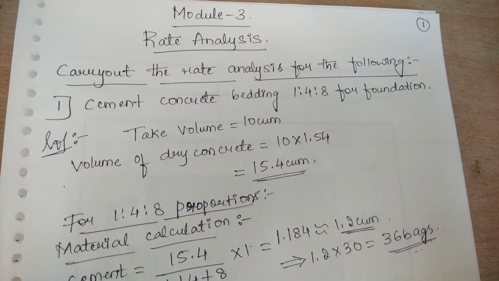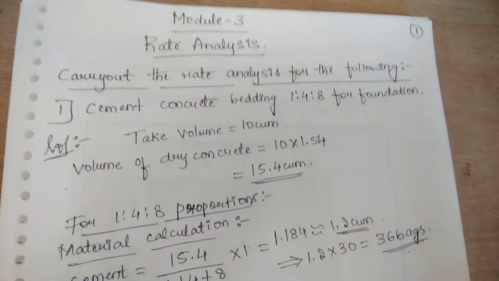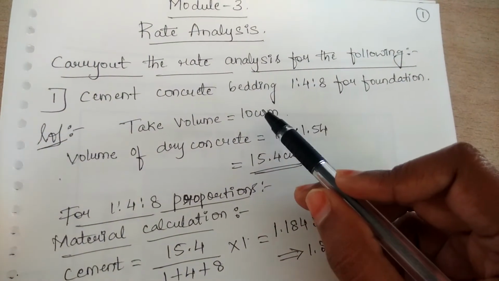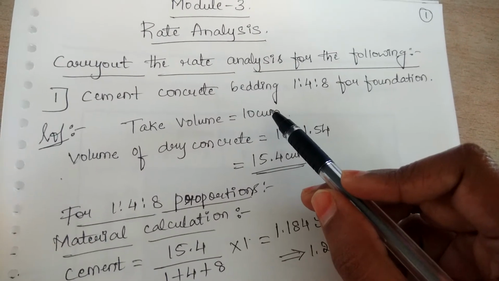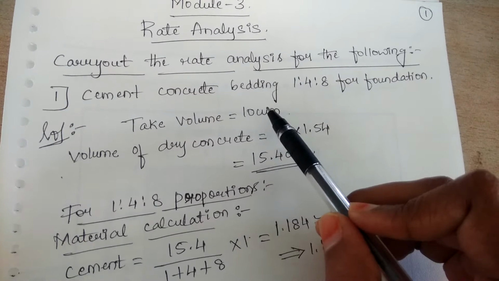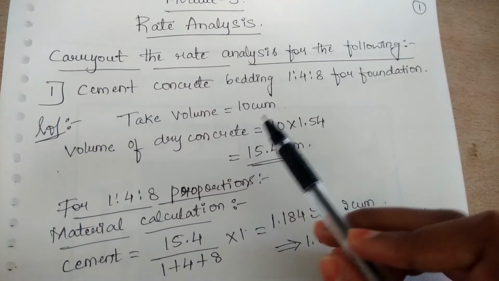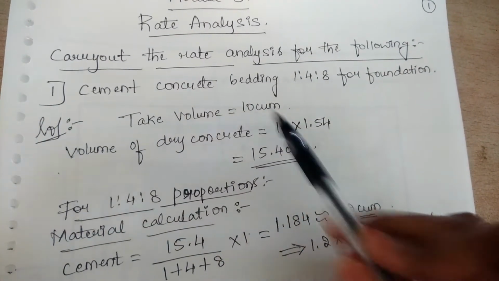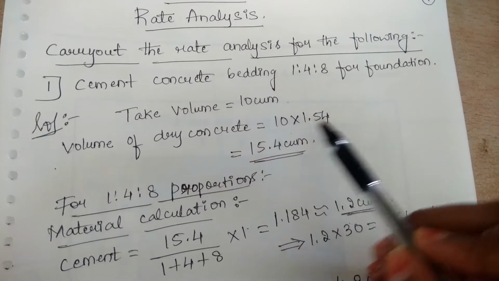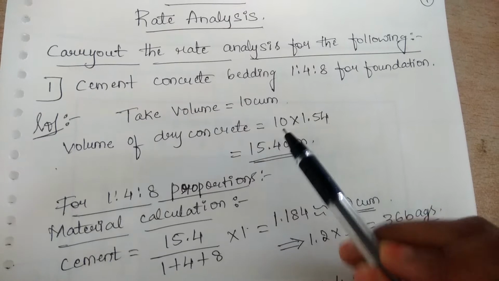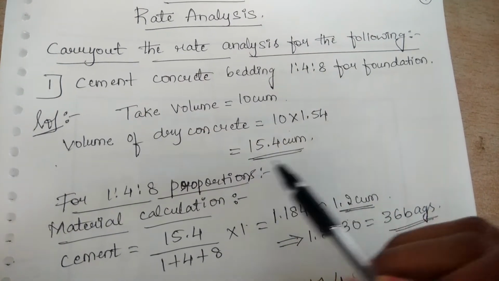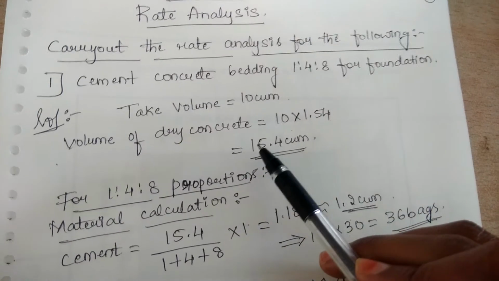To find that, let us consider a volume of 10 meter cube. This is the wet volume that we have considered, so we need to find the dry volume. The dry volume of the concrete will always be 1.54 times the wet volume. So I am multiplying the wet volume, which is 10, with 1.54. 1.54 times 10 gives a value of 15.4 meter cube, which is the dry volume of the concrete.